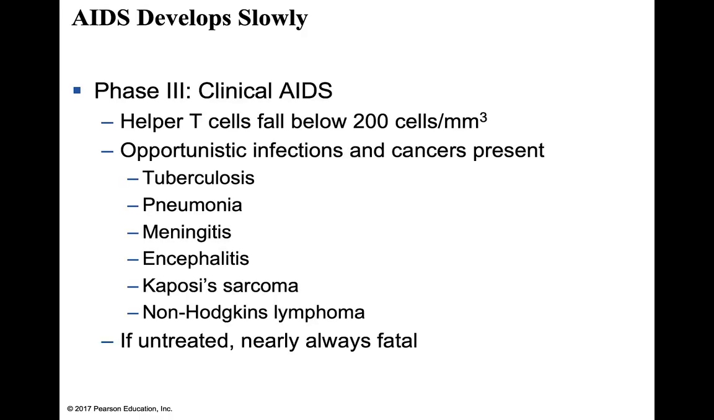So clinical AIDS is phase 3. The count of helper T cells is well below 200 cells per cubic millimeter. And this is what we meant by opportunistic infections and cancers: tuberculosis, pneumonia, meningitis, encephalitis, Kaposi sarcoma, a cancer that's very specific to AIDS, and non-Hodgkin's lymphoma. If untreated, we're talking about a disease that's always fatal.